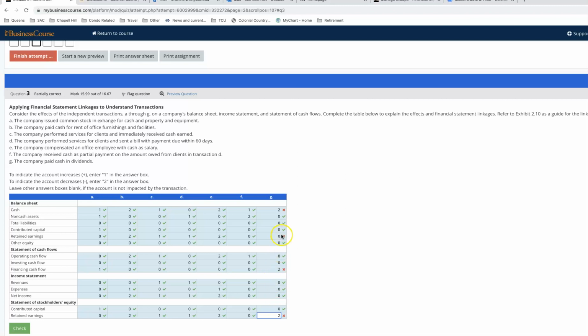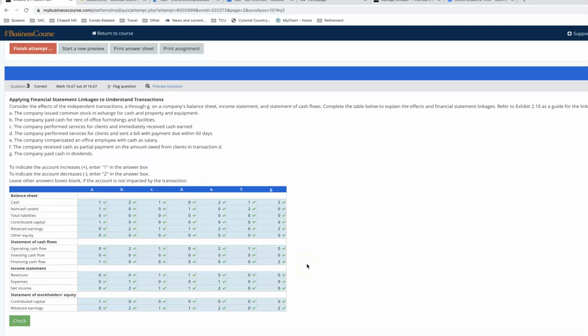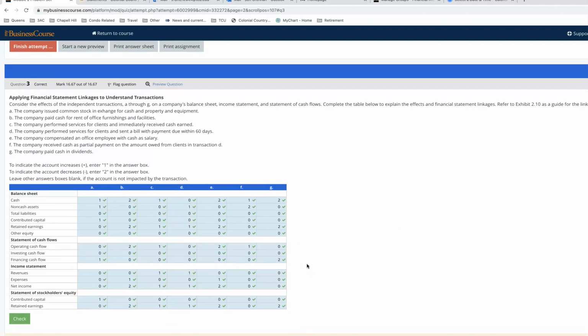And so let's reflect that up on the balance sheet as well. And I'll check my answer and I'm in good shape. So if you have more questions on this, please go ahead and send me an email and we'll talk about them more in class as well.